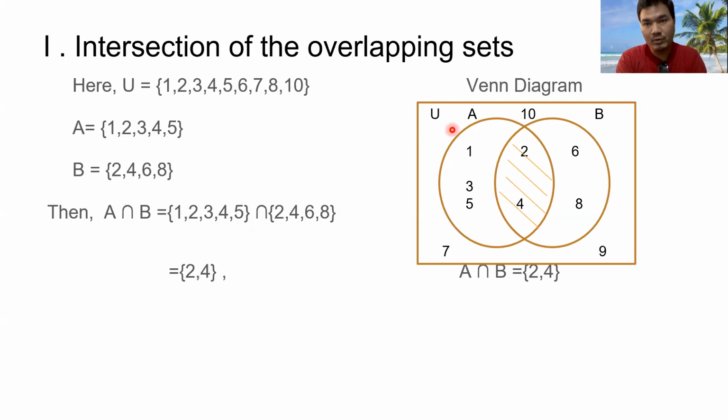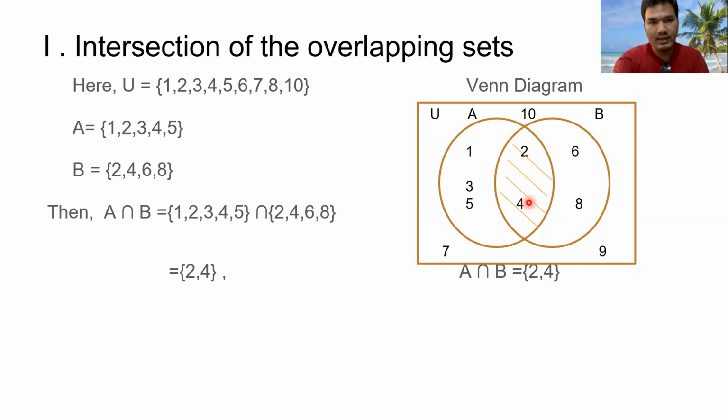And how to show them in a Venn diagram? Look, first of all, draw the universal set as a rectangular box, and inside it draw two overlapping sets, set A and set B. First let's put the elements in the common part: 2, 4 are the common elements. What remains in A is 1, 3, 5, because 2 and 4 are already gone. In B, 6 and 8 remain. What remains in the universal set is written outside the sets. The shaded part, 2, 4, represents A intersection B.